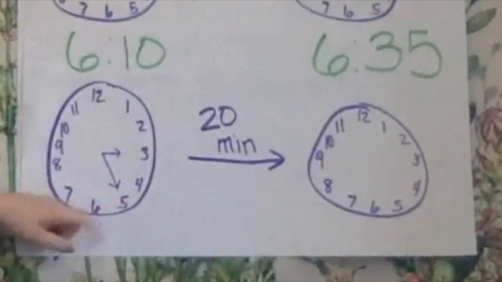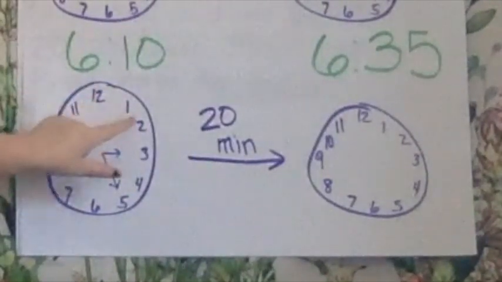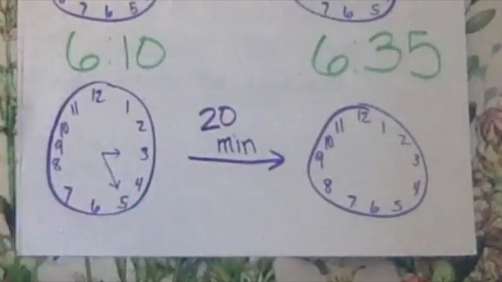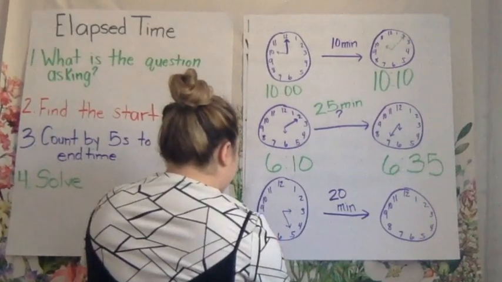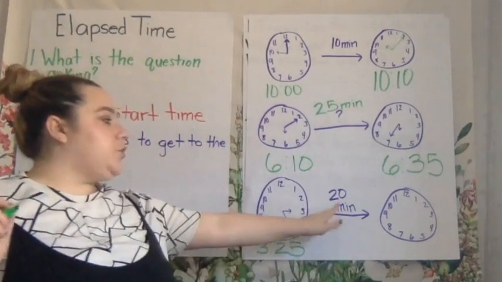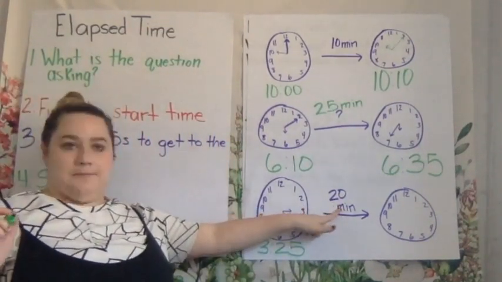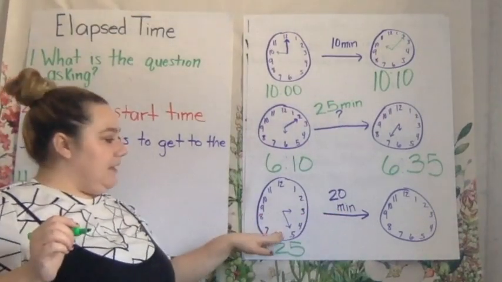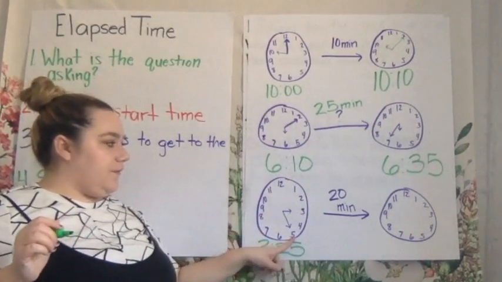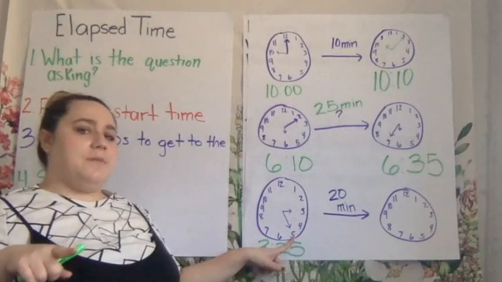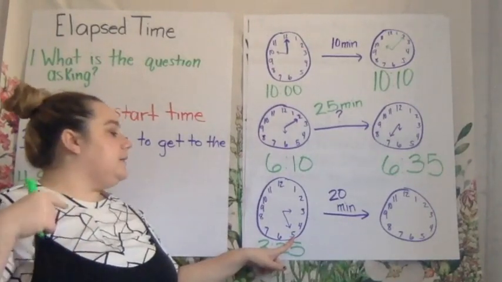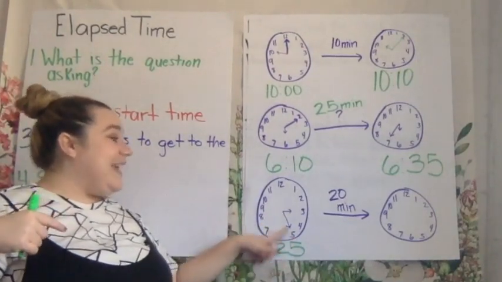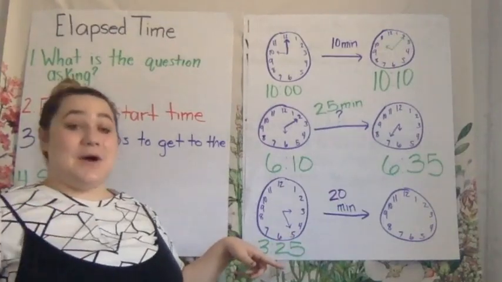It's pointing to the 5, so I have to count by 5s. Ready? 5, 10, 15, 20, 25. It is 3:25. Now I'm being told 20 more minutes went by. So I'm going to keep looking at this clock because I'm going to start from here. But let's see what number our big hand is pointing to when 20 minutes go by.